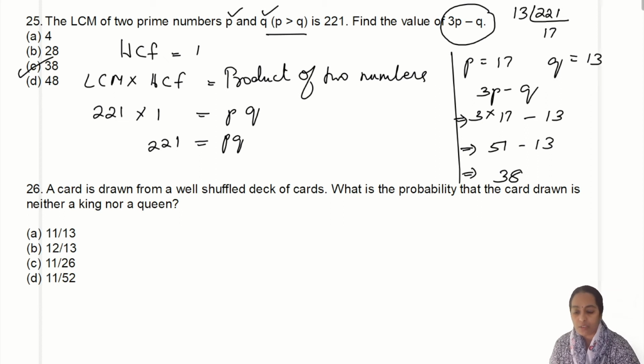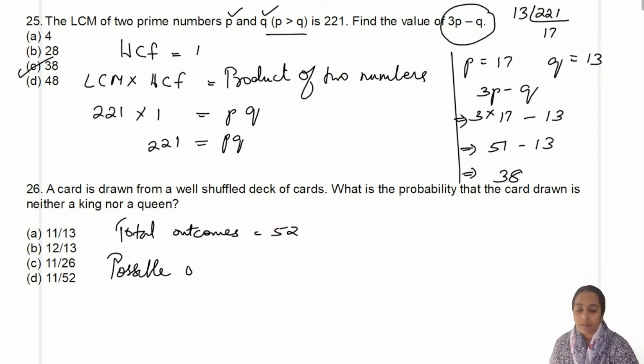So total outcomes is 52. Possible outcomes, as I just told you, from a deck of 52 cards, there shouldn't be a king nor a queen. So all the 4 kings and 4 queens are removed, which means 8 cards are removed from 52. So possible outcomes will be 44. Probability that you have no king or no queen is going to be possible outcomes by total outcomes, which is going to be 44 by 52.